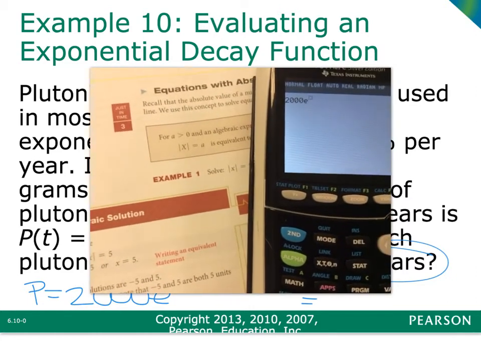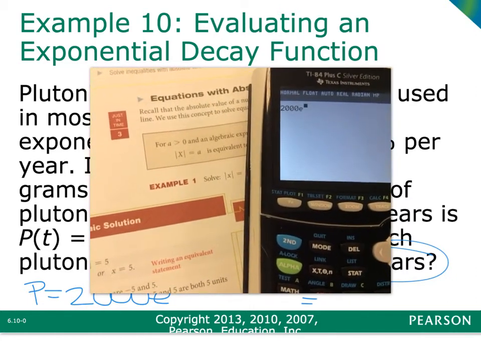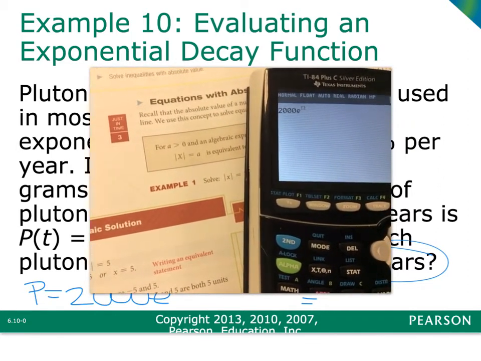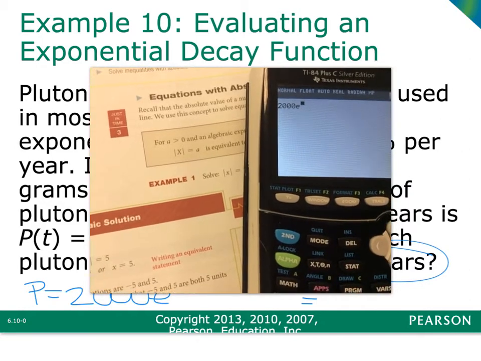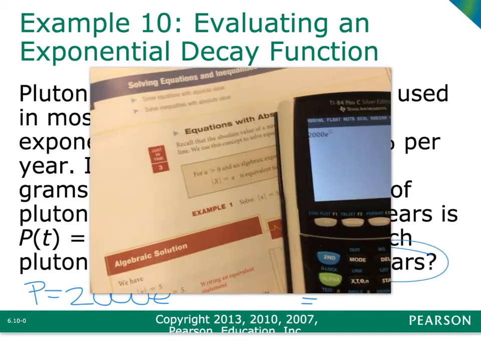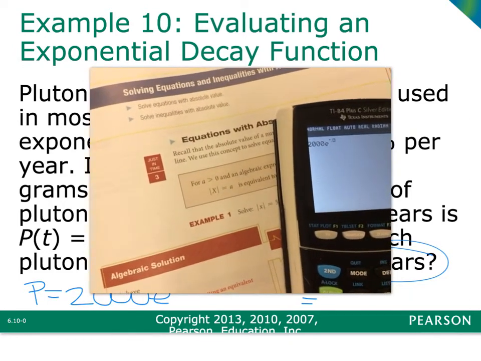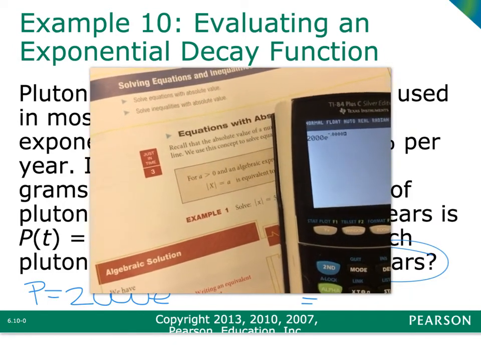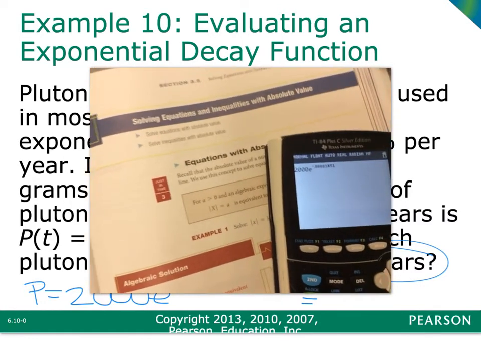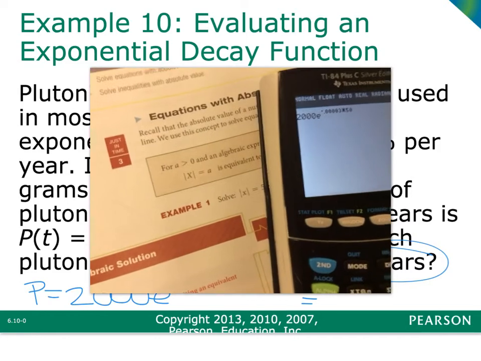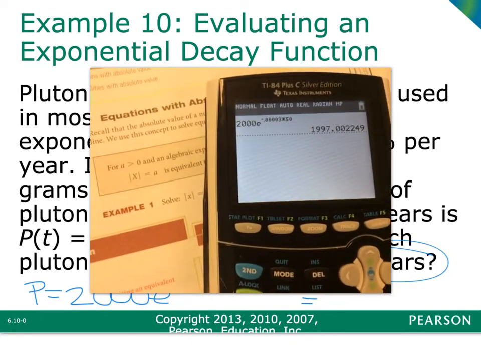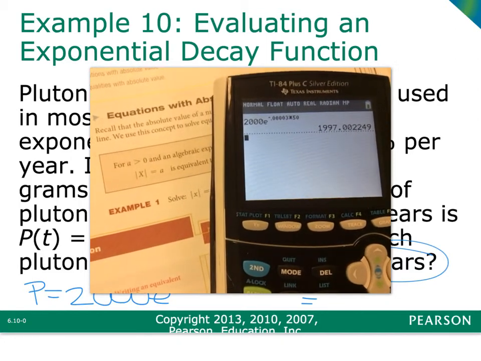If you have a fancy calculator like mine, it's going to go ahead and give you the exponent spot. If you don't have a fancy calculator, you're going to see a little caret and then a parenthesis. I'm going to type in the exponent. The exponent is negative 0.00003 times 50. Then you can just hit your enter button, and it'll spit the answer out for you: 1997.00224.